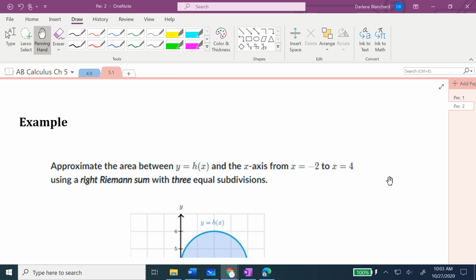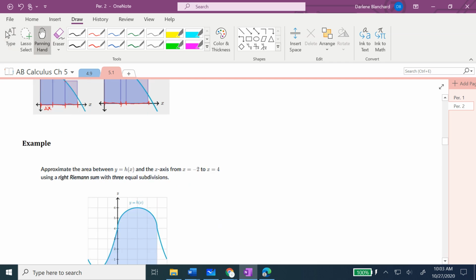I'm a little bit down the line from where I was showing you. And this is an example you can look at yourself. Okay, come on. There we go.